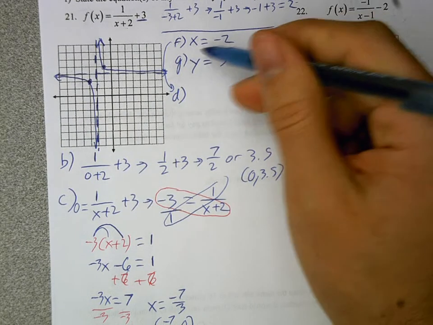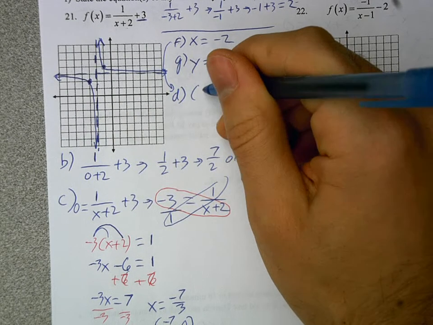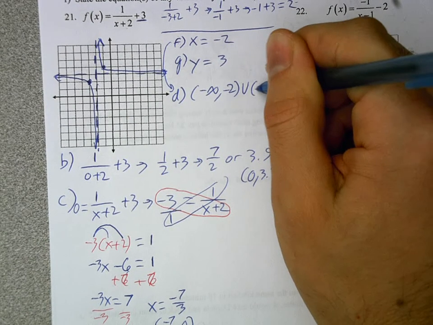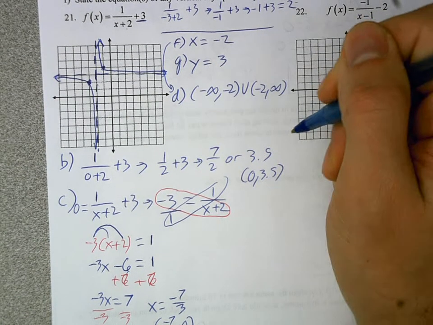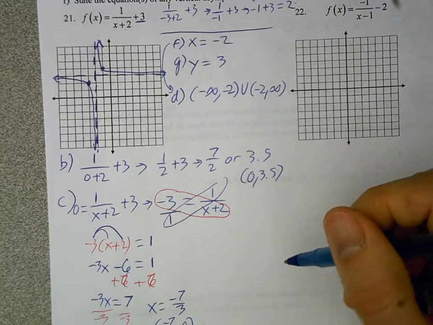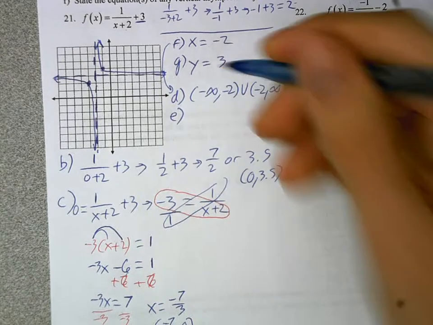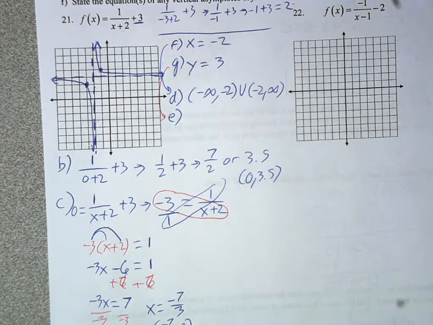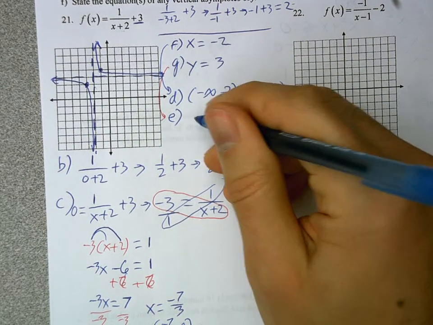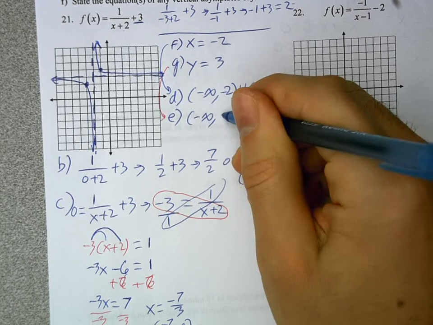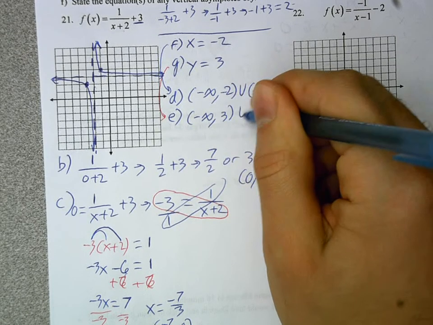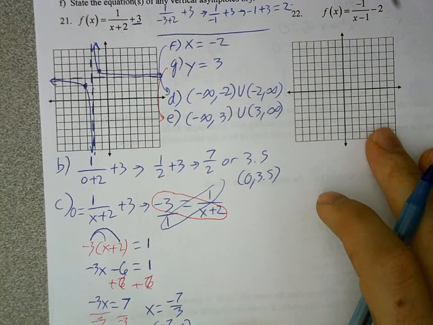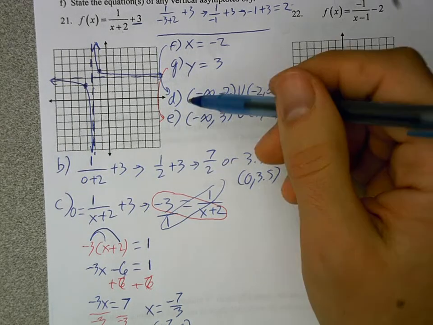So if my vertical asymptote was negative 2, my domain is negative infinity to negative 2, and then negative 2 to infinity. And similarly, my range is going to be directly linked to my horizontal asymptote. If my horizontal asymptote is 3, my range is negative infinity to 3, and then 3 to infinity. So we've got D, E, F, G.